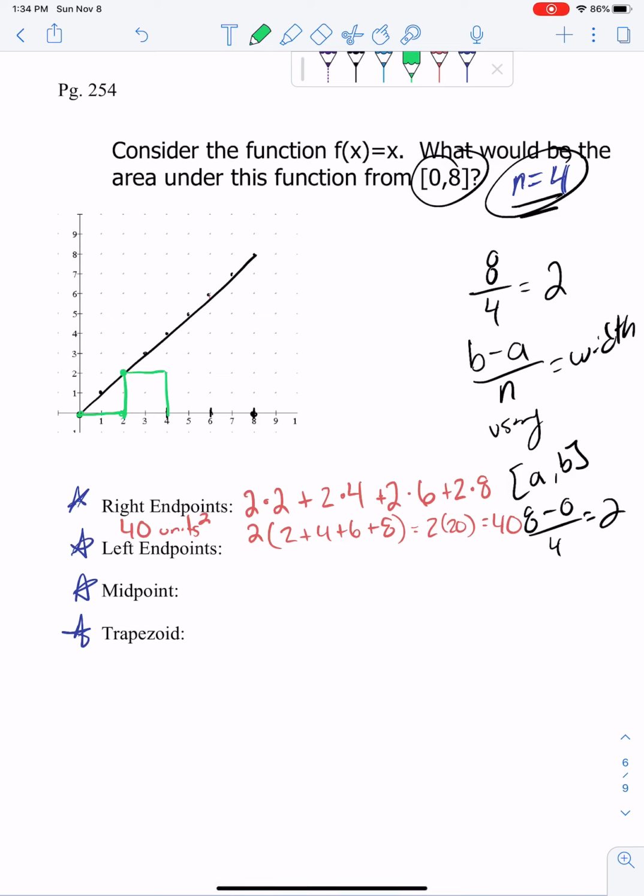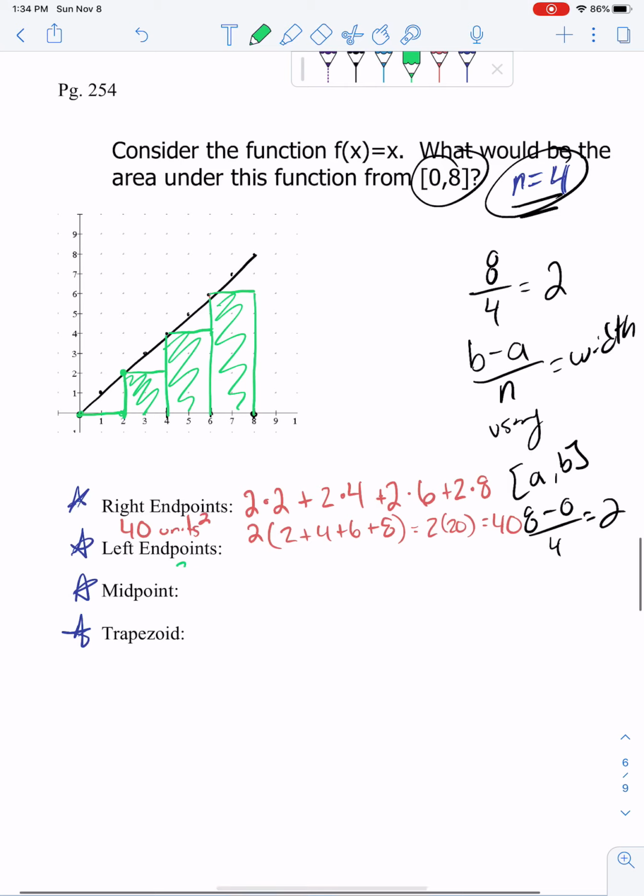So from 2 to 4, I'm going to use the left endpoint. From 4 to 6, I'm going to use the left endpoint. And from 6 to 8, I'm going to use the left endpoint. So just like our overestimation, notice that we've got a lot of area that we're missing. I mean, we're only finding the area of this part of the graph. So we're kind of missing a lot. It's going to be an underestimate, but that's okay. It's just an approximation. So left endpoints, let's add all of these together.